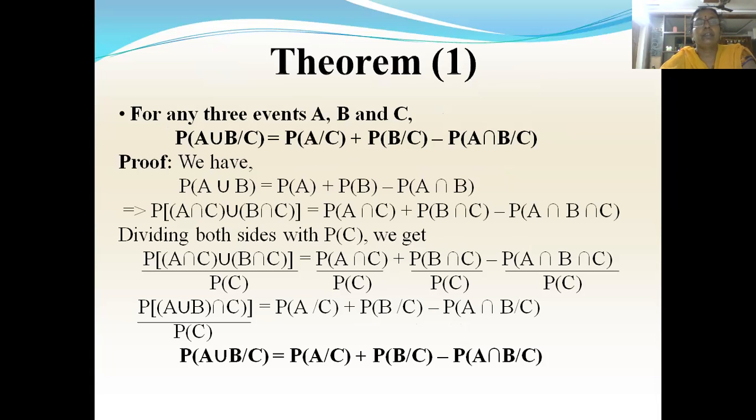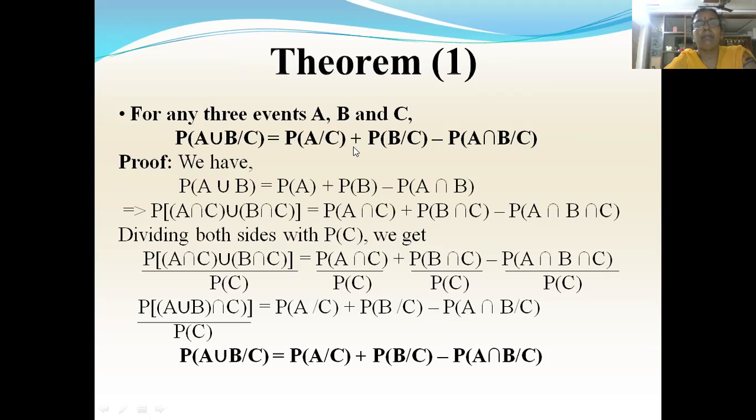So here first theorem based on the conditional probability. This is the statement of the theorem. For any three events A, B and C, it is given that P of A union B given C is equal to P of A given C plus P of B given C minus P of A intersection B given C. Now how to prove this theorem?